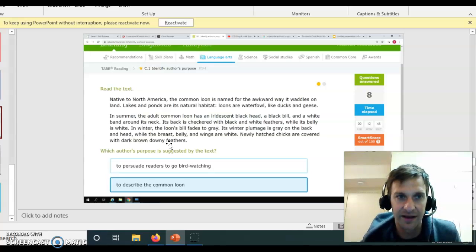It's making you think about the animal. In winter, the loon's bill fades to gray. Its winter plumage is gray on the back and head, while the breast, belly, and wings are white. Newly hatched chicks are covered with dark brown, downy feathers.